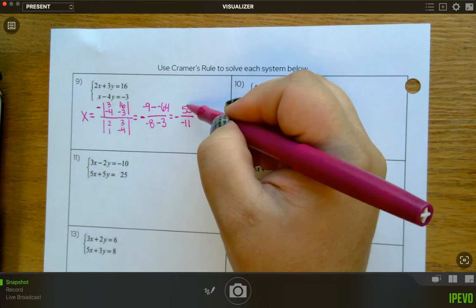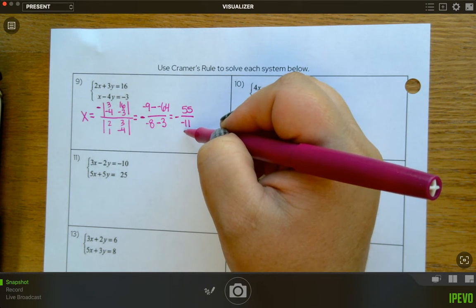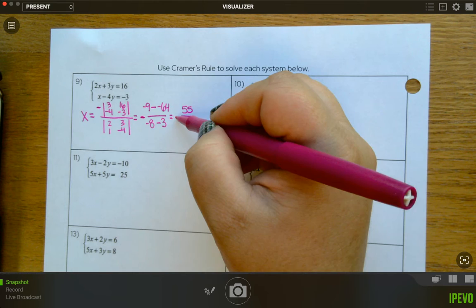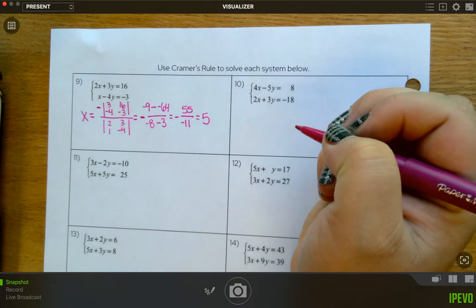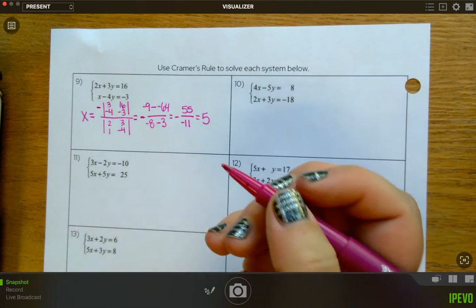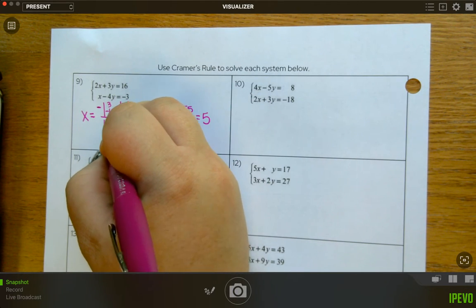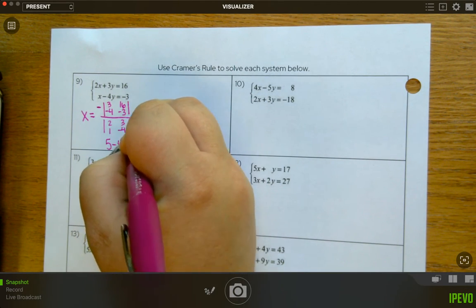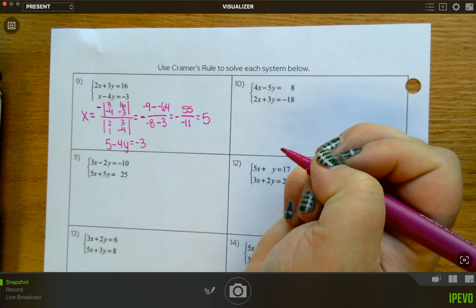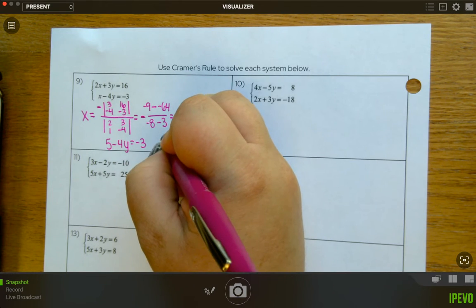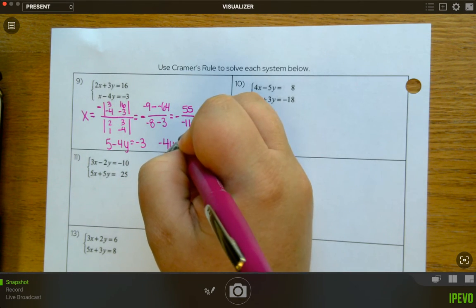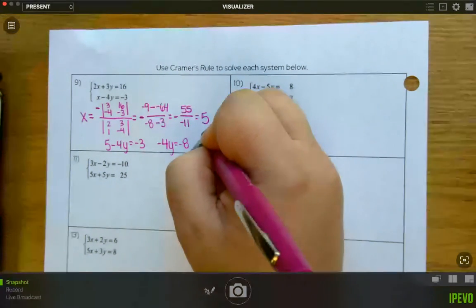Now, 55 divided by negative 11 is negative 5. And then this negative out here cancels it out. So x is actually positive 5. And then I'm going to plug in 5 for x into the bottom equation. So then I subtract this 5 to the other side, and that leaves me with negative 4y equals negative 8, or y equals 2.